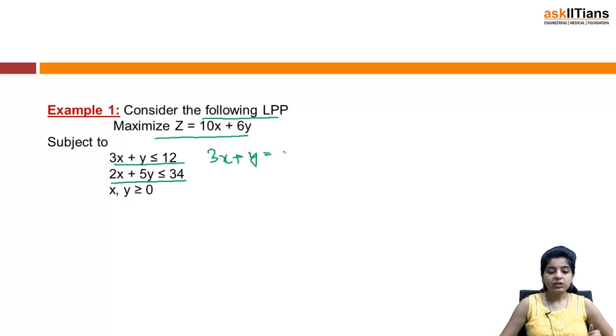The second step is to convert these inequalities into equations. So I write it down as 2x plus 5y is 34, and then we have to draw these lines. For that, what I do is put x as 0, I get 12, then put y as 0 and you get 4.